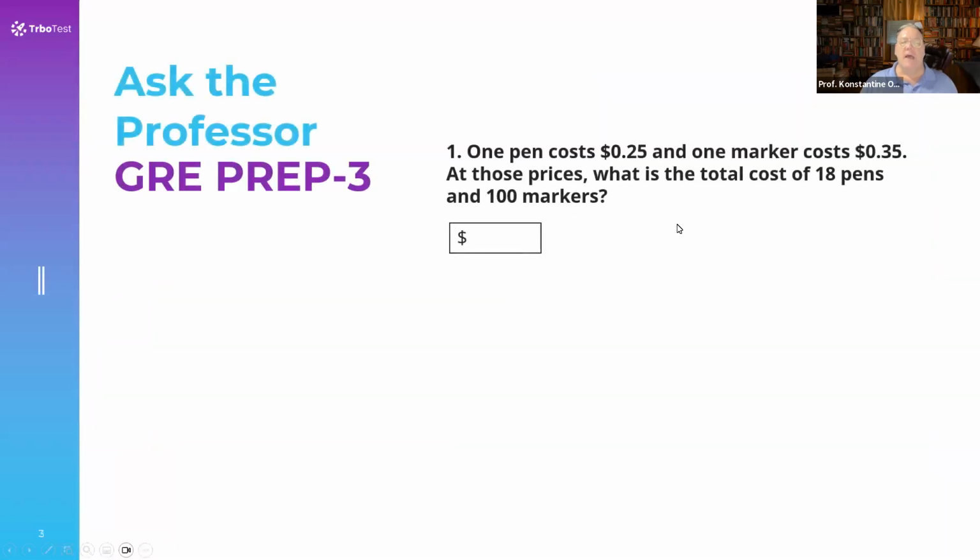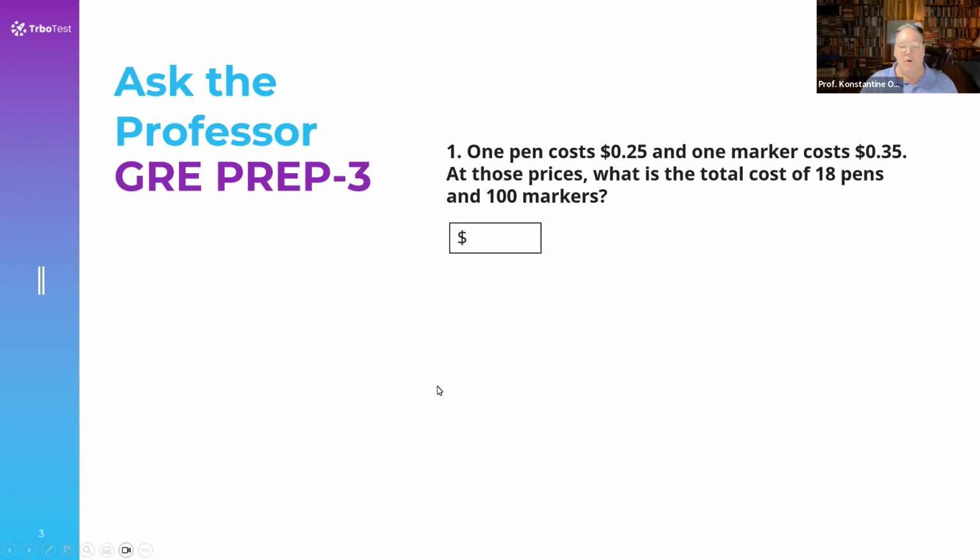The first question we have is, one pen costs 25 cents and one marker costs 35 cents. At those prices, what is the total cost of 18 pens and 100 markers? This is a typical question on the GRE that you can answer in your head. You don't need to use a calculator. You shouldn't need to write this out. But for our purposes today, we will look at it.